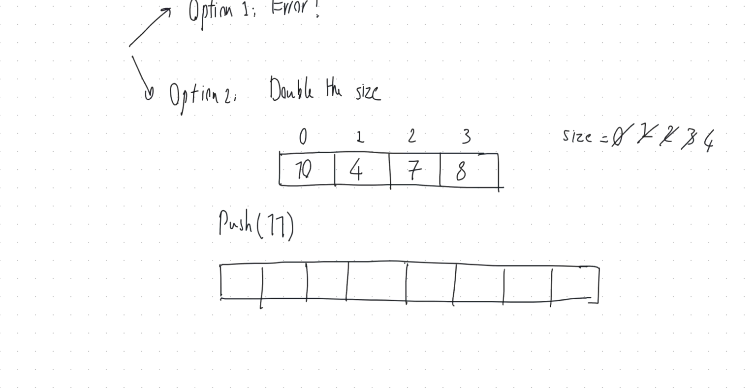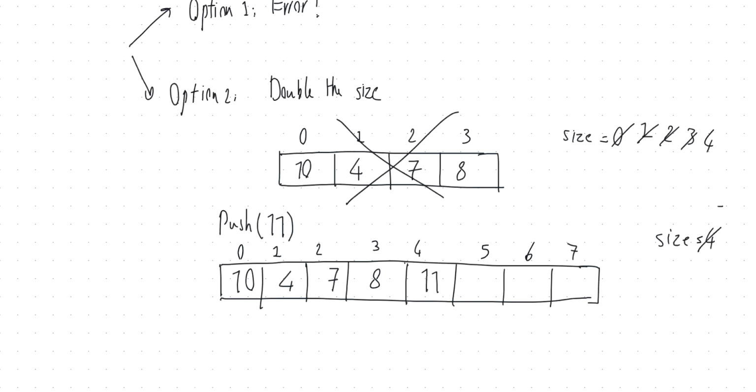Then you copy everything from the old array into the new array. So copy 10, copy 4, copy 7, and copy 8. Deallocate the memory allocated to the old array. And then perform the push, which means size is still 4. Right? We didn't change the size yet. So go to index 4 and write 11 there, and then update the size. So now size is 5.